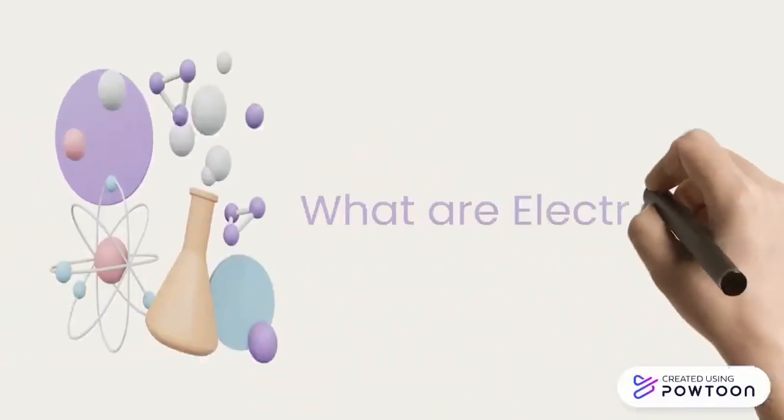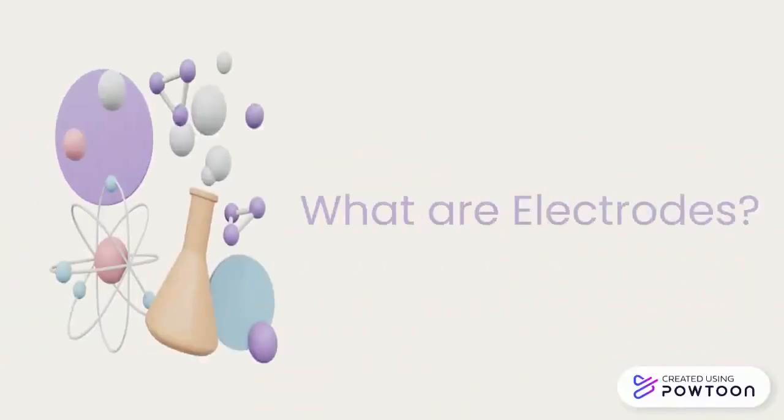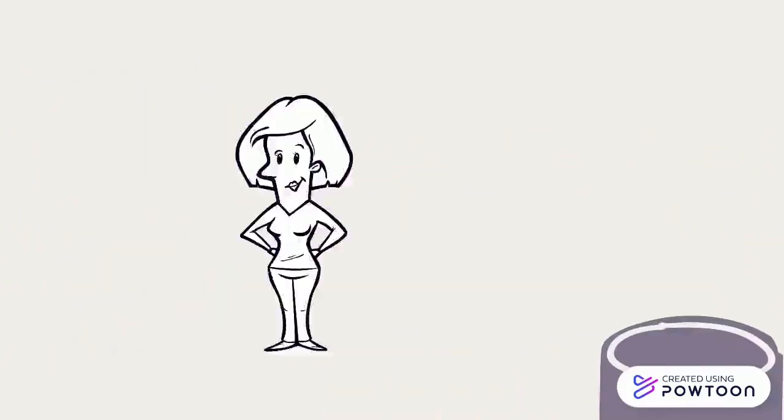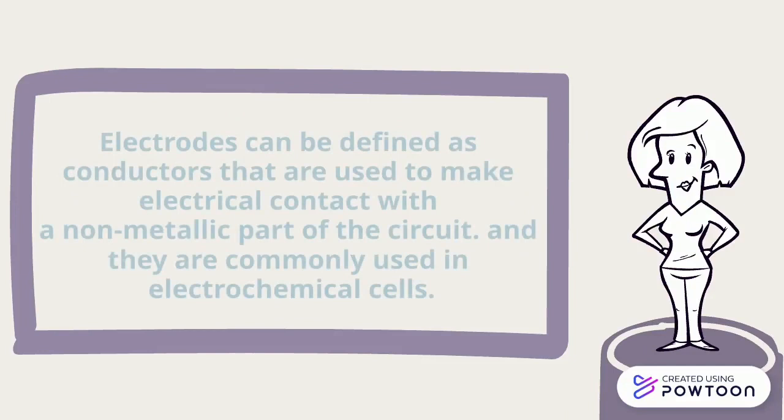In this video, I'm going to define the electrodes and explain the types of electrodes. What are electrodes? Electrodes can be defined as conductors that are used to make electrical contact with a non-metallic part of the circuit. Electrodes are commonly used in electrochemical cells.